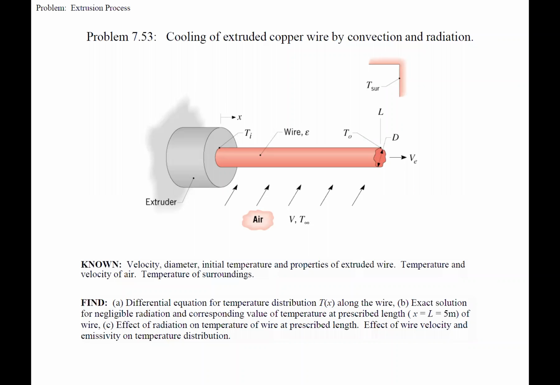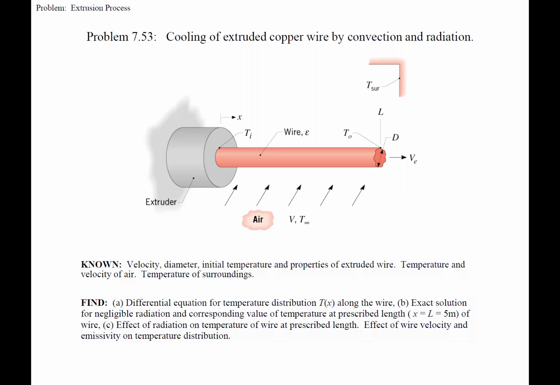And then part C is now account for the effects of radiation. They give us emissivity is 0.55, temperature of surroundings 25, and they say to numerically integrate the differential equation from part A to determine the temperature of the wire at 5 meters and explore the effects of the wire velocity and emissivity on the temperature distribution along the wire.